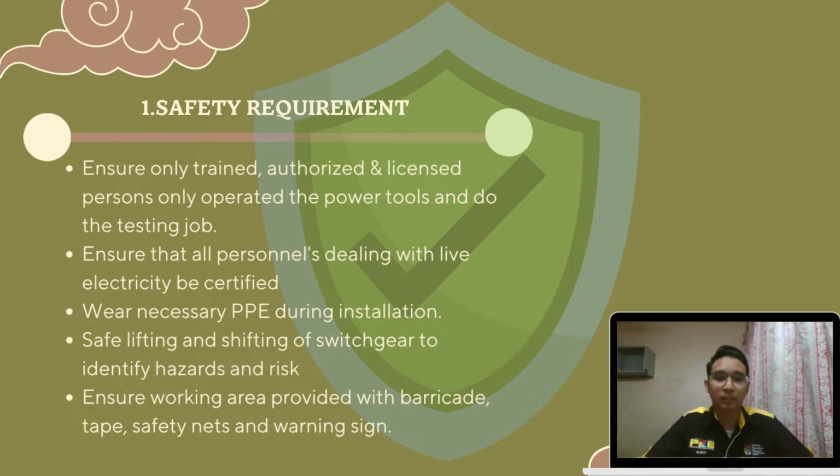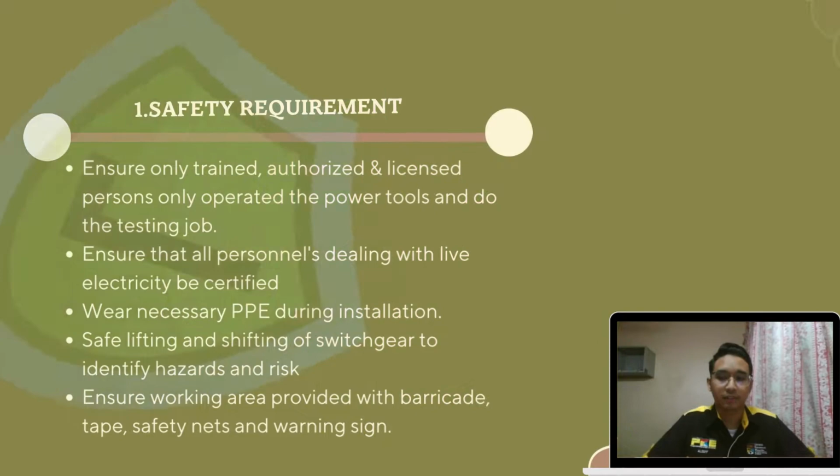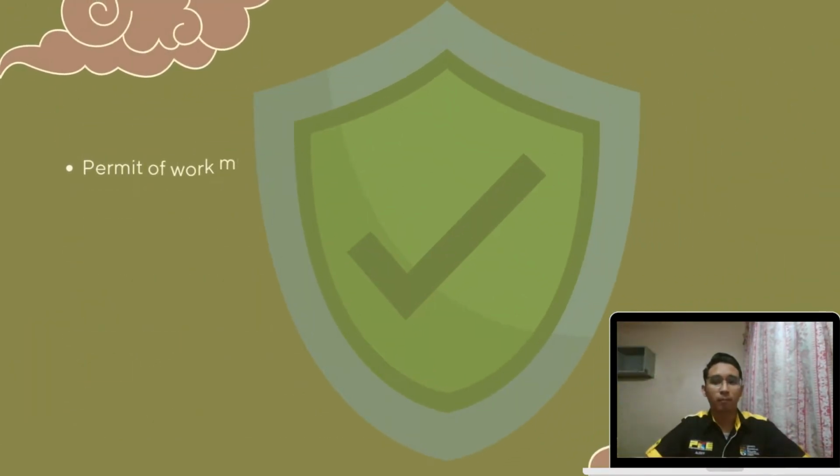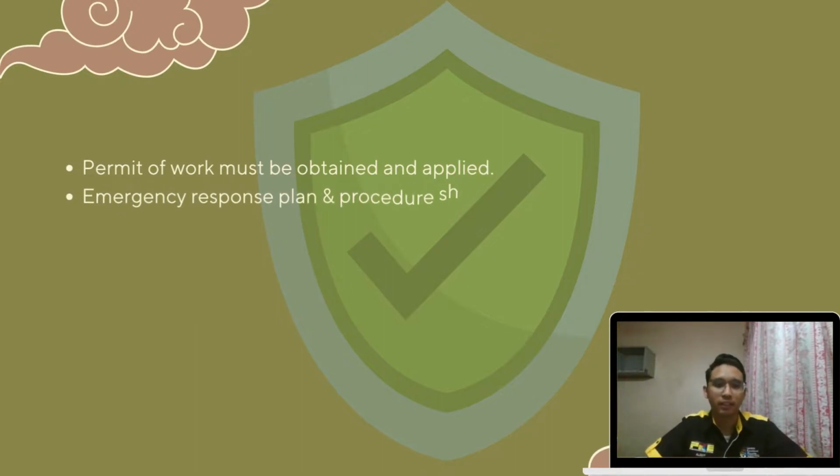wear the necessary PPE during the installation. Fourth, have a safe lifting and shifting of the switchgear to identify hazard and risk. Fifth, the project manager must ensure that the working area is provided with barricade, tape, safety net and warning sign. Then, before starting the installation, the permit of work must be obtained and applied.